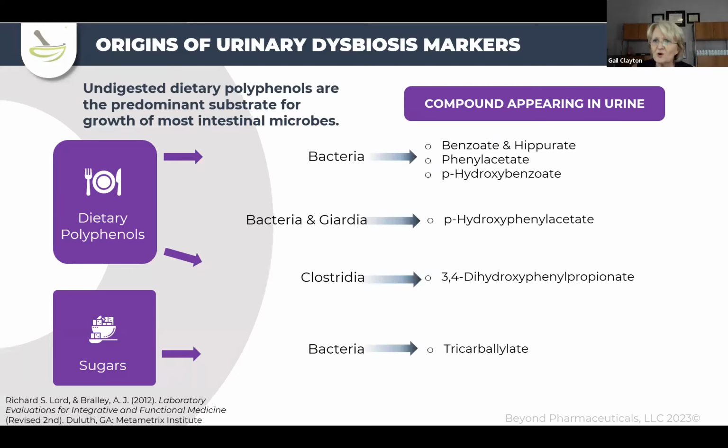So where do these markers come from on the organic acid test? Polyphenols are the food mainly for the bacteria. The compounds that we're going to see in the urine are benzoate, hippuric, phenylacetate, p-hydroxybenzoate, and then bacteria and Giardia produce p-hydroxyphenylacetate, and Clostridia produces 3,4-dihydroxyphenylpropionate. And then some other bacteria will produce carbolate from sugars.